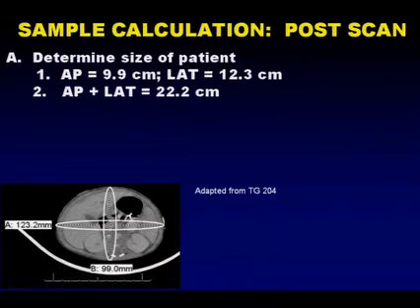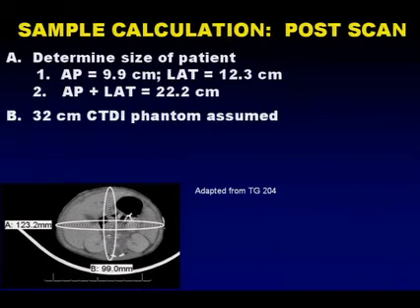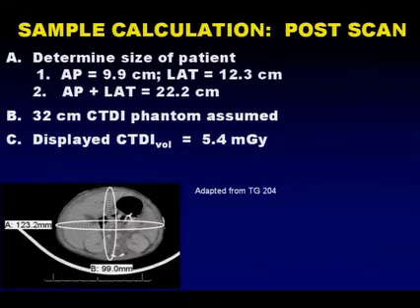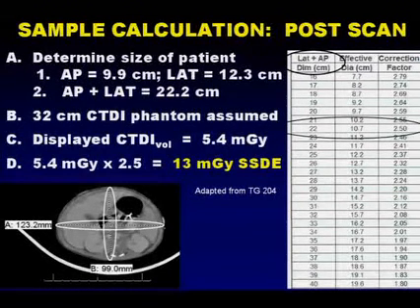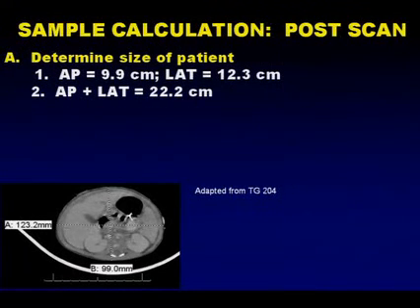If we have the axial scan, we can measure both the AP and the lateral dimension. This time, let's assume the 32 centimeter phantom was used by the scanner, and the displayed CTDI vol was 5.4 milligray. Here's the appropriate table. It's the lateral and the AP dimension summed. We come down to 22, and we have a correction factor of 2.5, and the SSDE is 13 milligray.